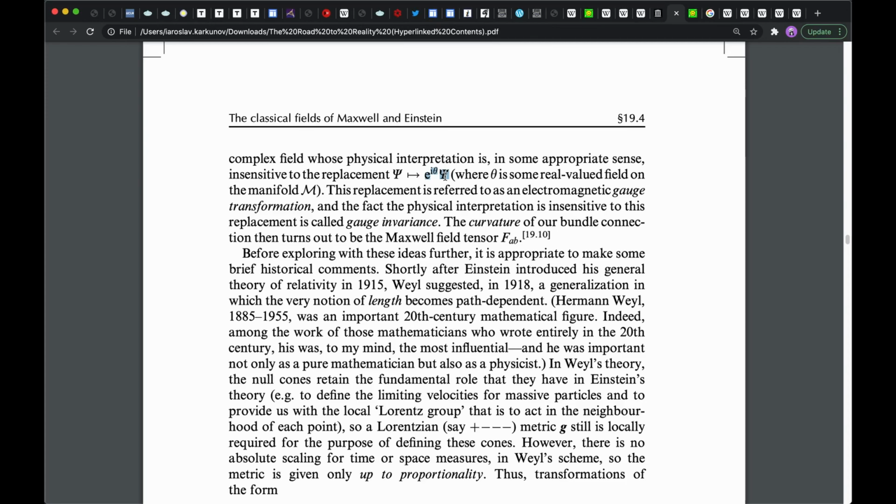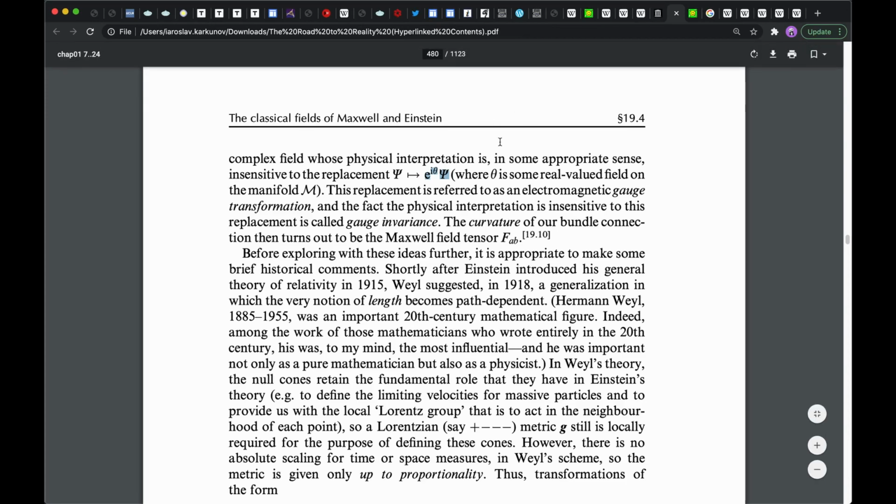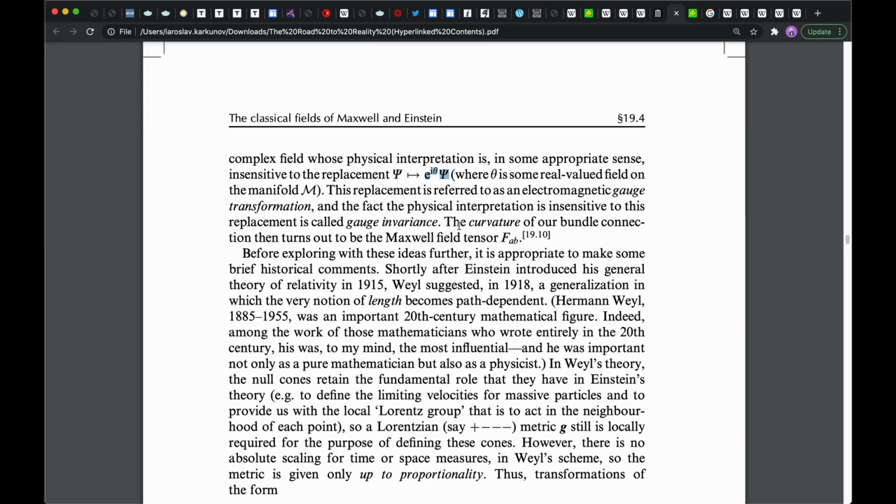Yeah, and this replacement is referred to as electromagnetic gauge transformation, and the fact that physical interpretation is insensitive to this replacement is called gauge invariance, and we have called that replacement global gauge symmetry in our previous article by Jacob. Okay, and the curvature of that bundle connection then turns out to be the Maxwell field tensor. So that's the basic scheme.